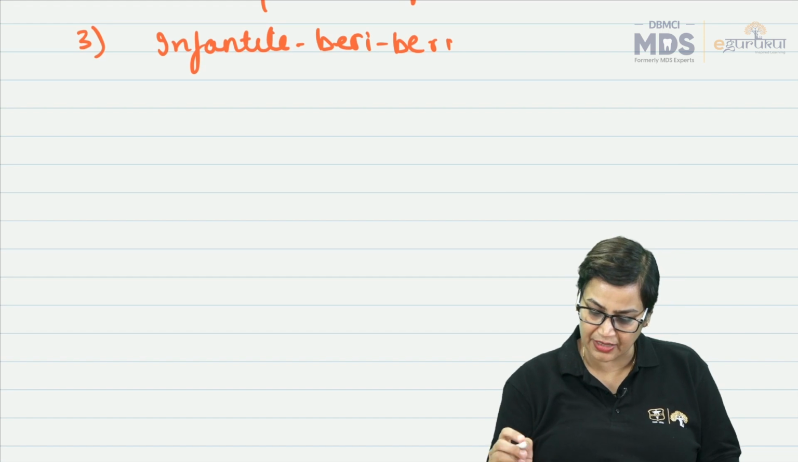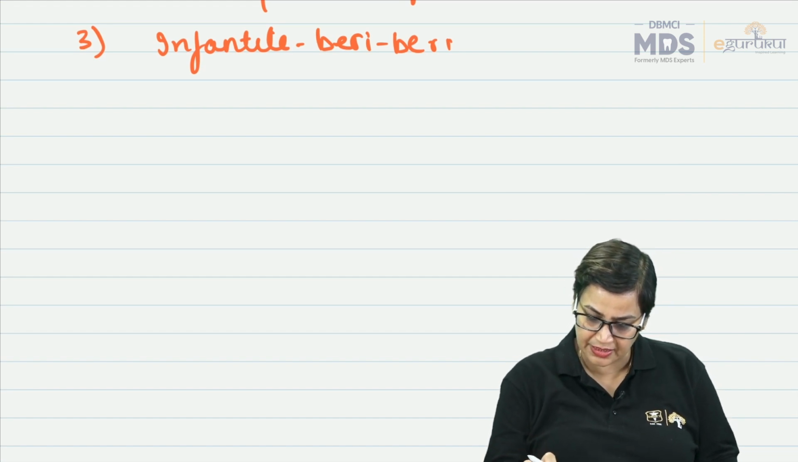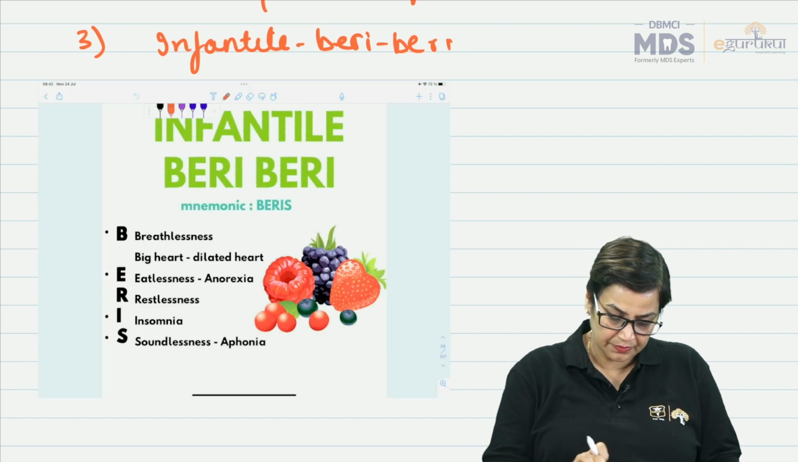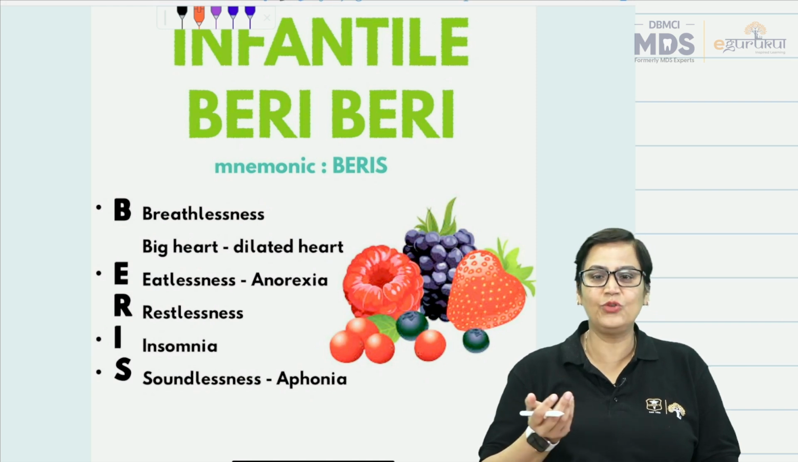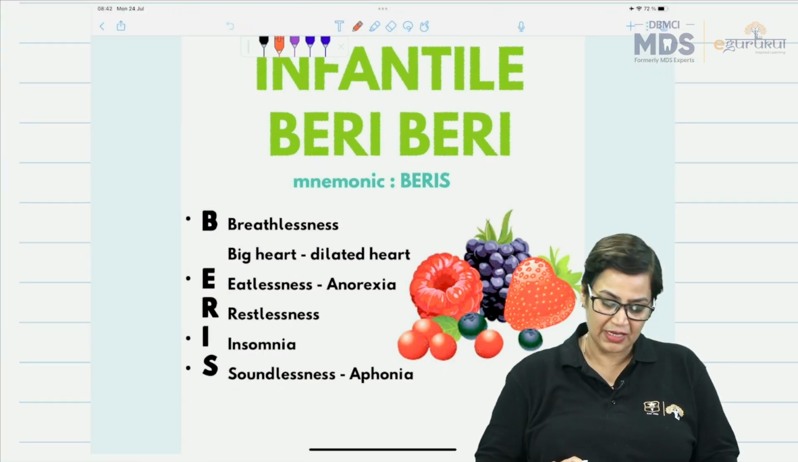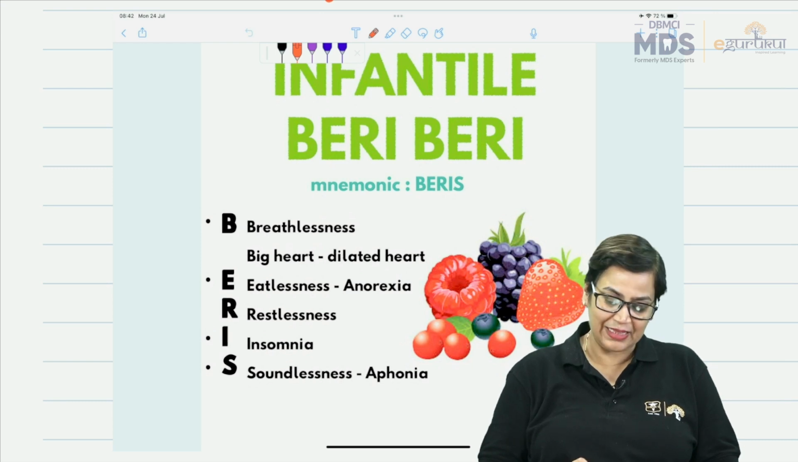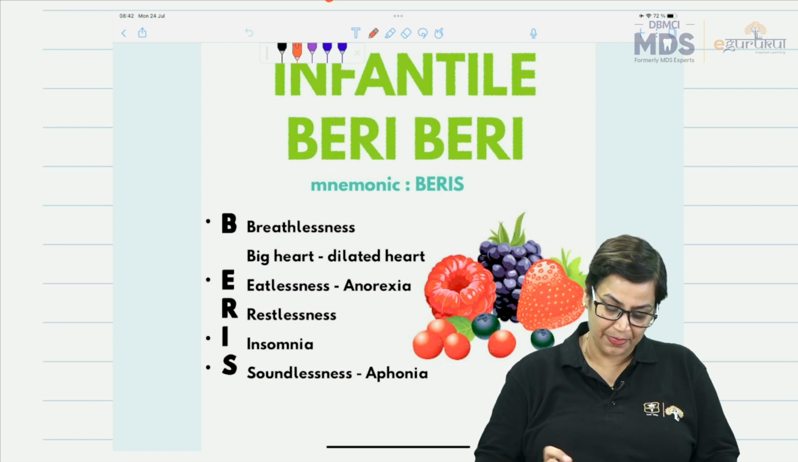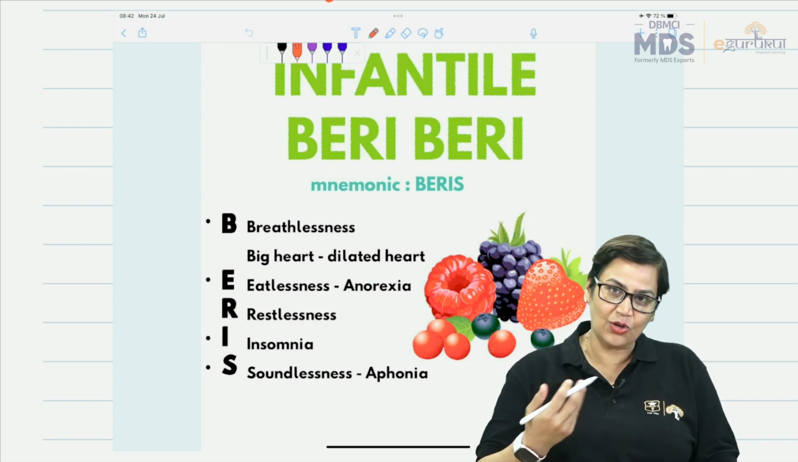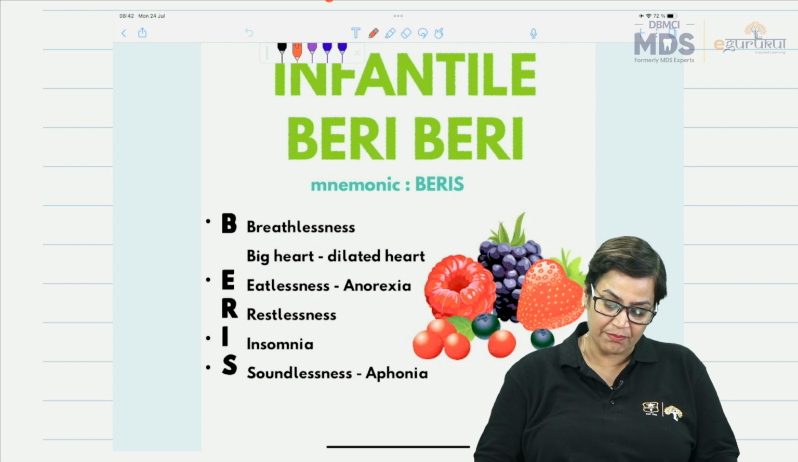Clinical features. I have again made a very interesting mnemonic. See. The mnemonic is berries. Berries, all of you eat, and the picture of berries is also given. B: breathlessness is there, big heart, dilated heart. E stands for eatlessness, which leads to anorexia. R: restlessness is also there. I S: insomnia and soundlessness. So berries is the mnemonic and you can remember infantile beriberi.